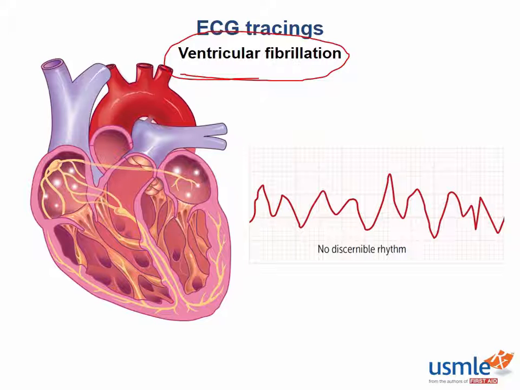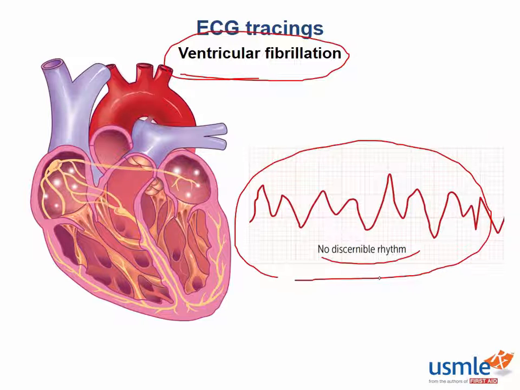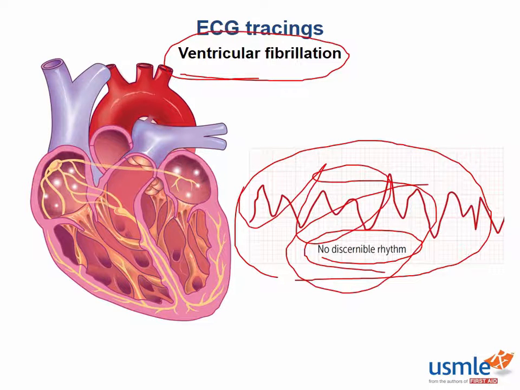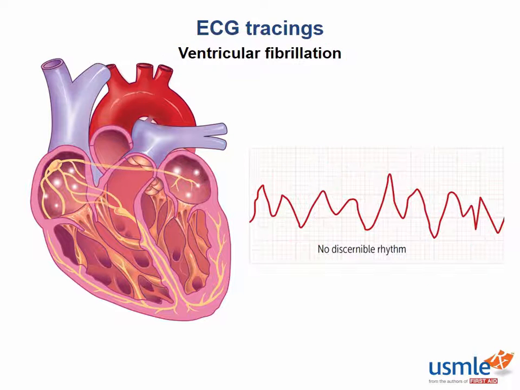If you look at this rhythm strip, can you see any identifiable waveforms? No. There's no discernible cardiac rhythm. There's no QRS complex that you can make out. There's no PR interval. There's no P wave. In general, it looks like someone just took a crayon and randomly scribbled on the EKG strip. This is the key finding, or the key reading, of a patient in ventricular fibrillation.